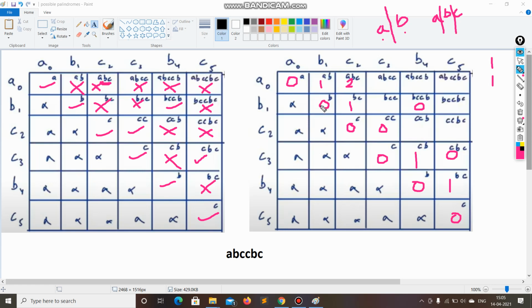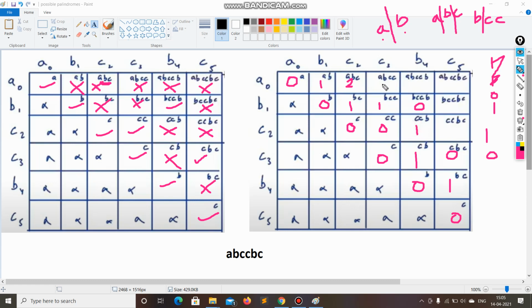For BCC also, 0 plus 1, 1. And BC, 1 plus 0, 1. What is the minimum? Sorry, 0. So 0 plus 1, 1. See, for BCC, to get the minimum number of palindromes, just one cut is required. B is a palindrome, CC is a palindrome. For CCB also, 0 plus 1, 1. 0 plus 0, 0. What is the minimum? 0. 0 plus 1, 1.